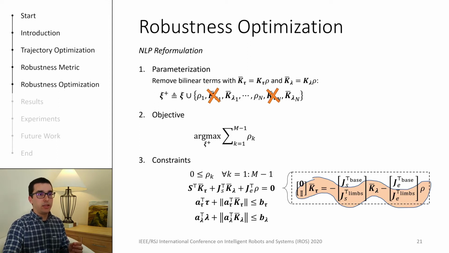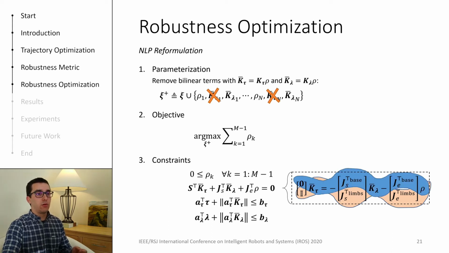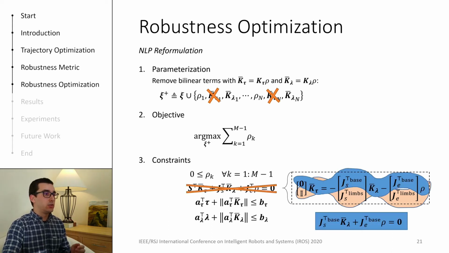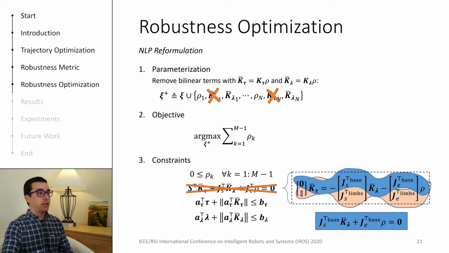Also, by obtaining K tau in this way, the bottom part of the equality is satisfied implicitly, so we don't even need it anymore. However, we still need to enforce the top part of this equality, shown here in blue. But now we no longer need the original constraint. So overall, we decreased both the number of decision variables and the complexity of this equality constraint. This is the final version of the optimization problem in our work, and it is now in a form that is tractable for off-the-shelf nonlinear solvers.